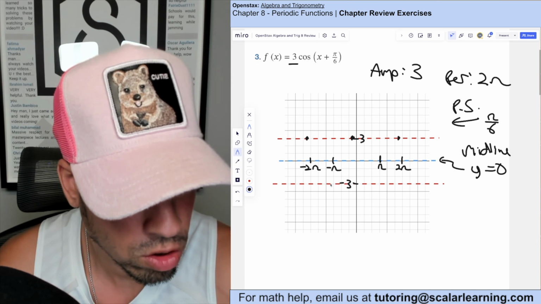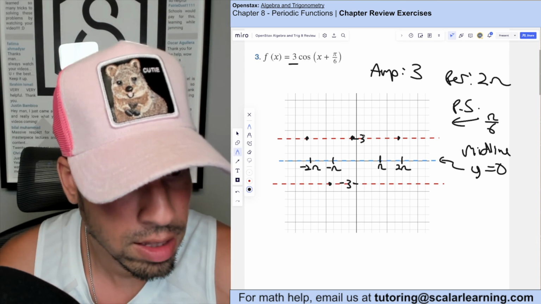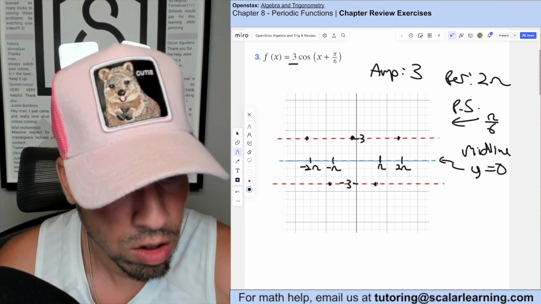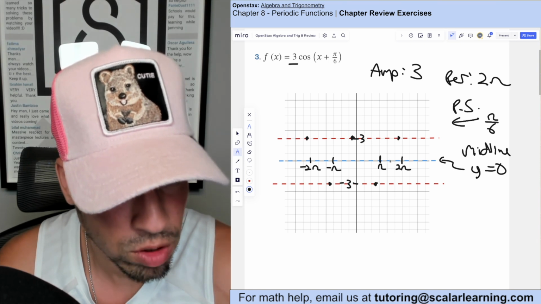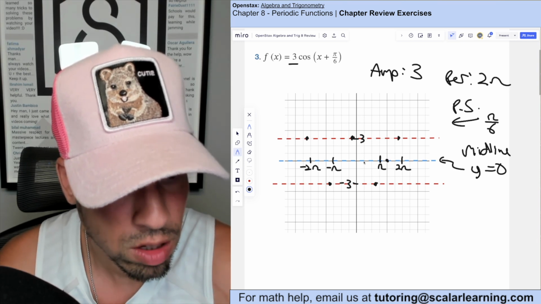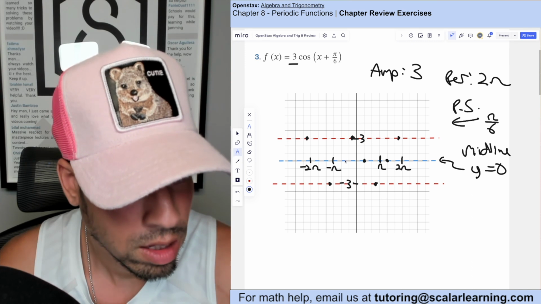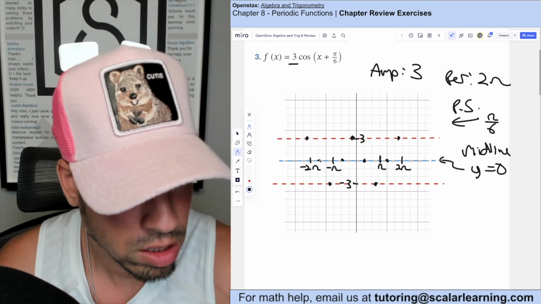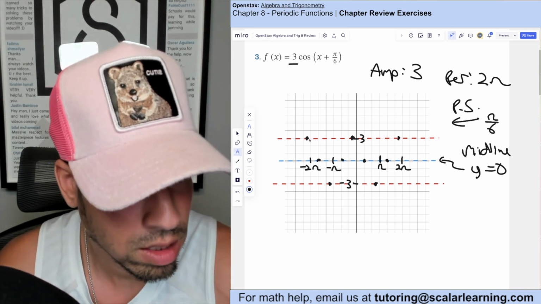So that's going to occur here, and that's going to occur here. And then in between these, we have the midpoints, right? So the midpoint is occurring here and here, and then the midpoint is occurring here and here on that nice midline. Now let's connect the dots. So that's how you do it.